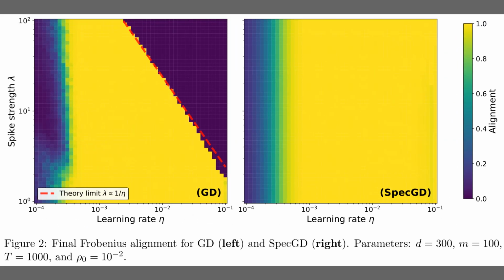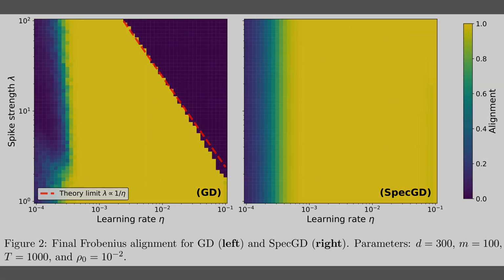So, while Figure 1 showed the dynamics over time, Figure 2 maps out the stability landscape. The left heat map represents standard gradient descent. Notice the dark failure region in the top right. As the spike strength on the y-axis increases, you must drastically lower the learning rate to maintain alignment, restricted by that red dashed line which marks the theoretical limit. In contrast, the right heat map for spectral gradient descent is almost entirely yellow. It remains robust to spike strength, maintaining high alignment even at higher learning rates.